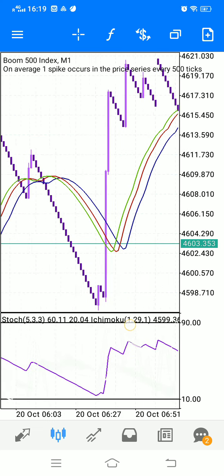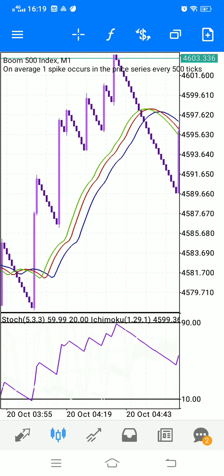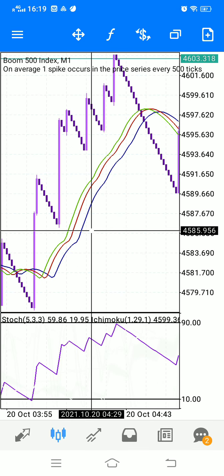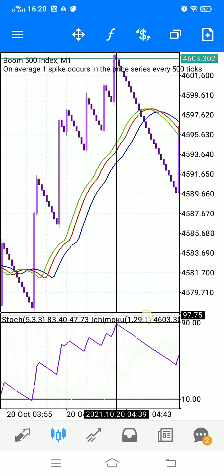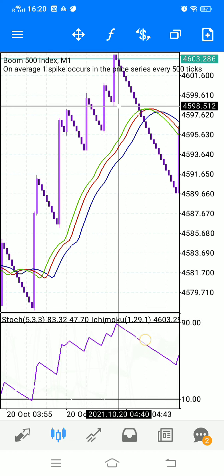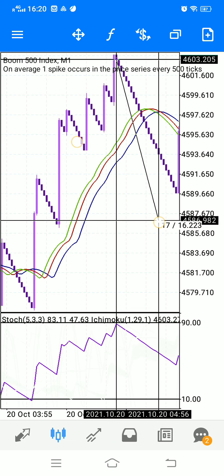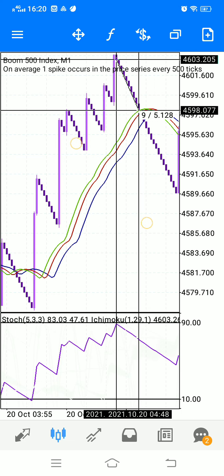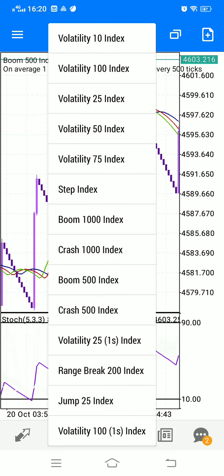Let's see for another opportunity. Here we have another opportunity. We've reached level 90 after a spike occurred, and 9 candles. So let's check Crash 500.